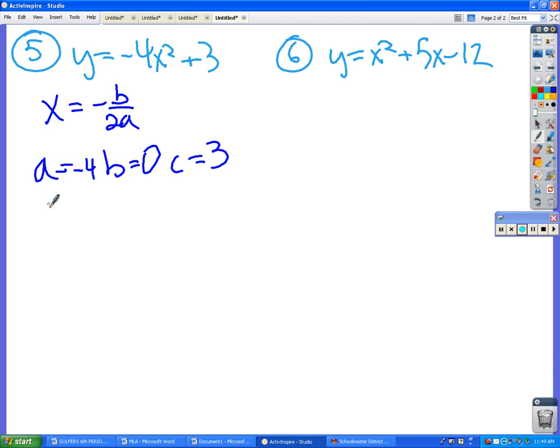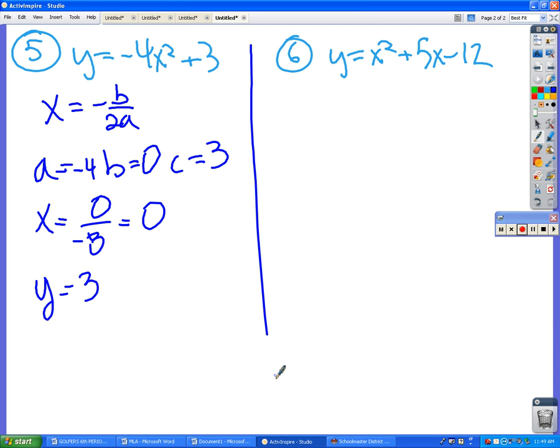Okay, so now in order to figure out what the x-coordinate of my vertex is, I go negative b, so that would be 0 still, divided by 2 times a. What's 2 times negative 4? Negative 8, and 0 divided by negative 8 is 0. So the x-coordinate is 0. Now to figure out the y-coordinate, what do I do with that? Plug it into the original equation. So if I take this 0 and plug it in there for x, 0 squared is 0. Negative 4 times 0 is 0. And 0 plus 3 is 3. Okay? So vertex, x equals 0, y equals 3.